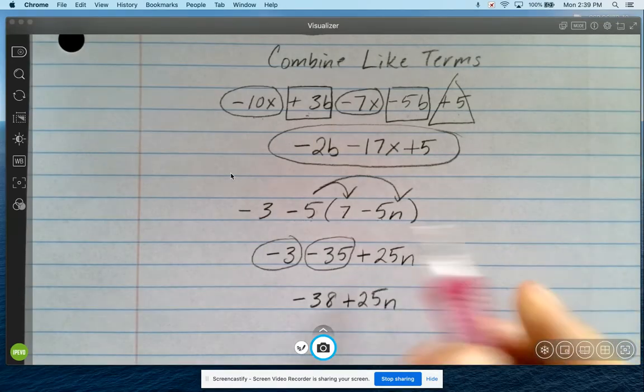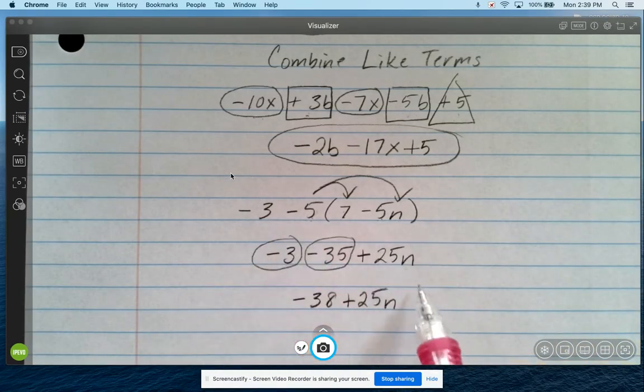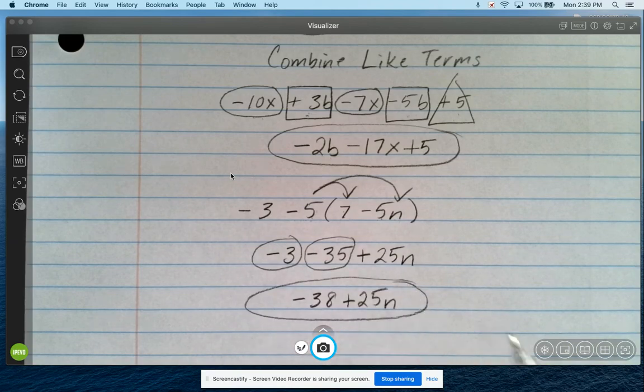So I took this expression and I've simplified it by combining like terms and using the distributive property.